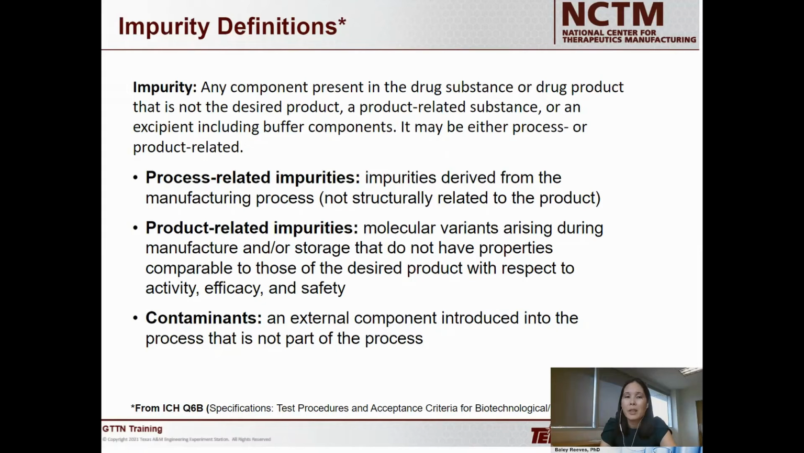You also have product-related impurities. So these are going to be variants of your product. So anytime you don't have a properly folded product, that becomes an impurity. So even if it's very, very similar to your actual target vector, if it's misfolded or modified in any way, that becomes a product-related impurity. And then lastly, you have contaminants. So these are external components that are introduced into the process that are not actually part of your process.